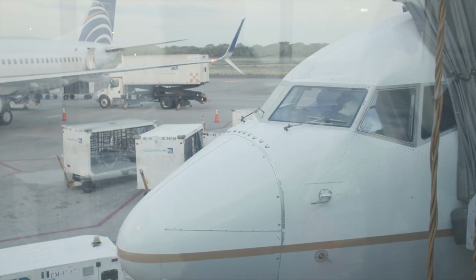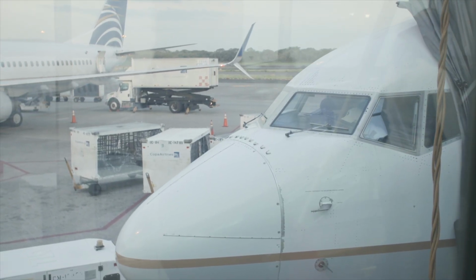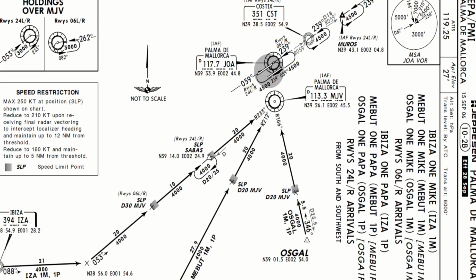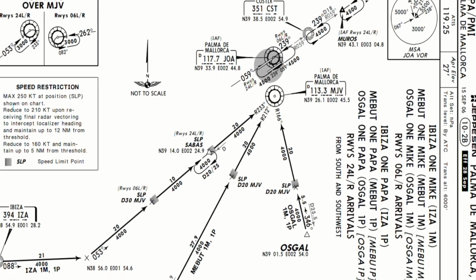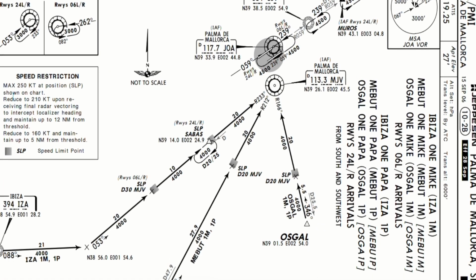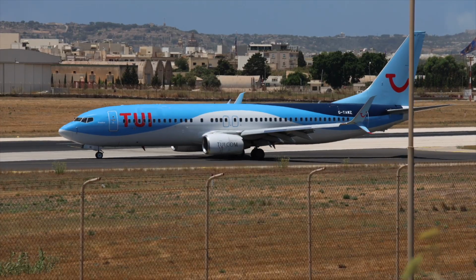Hello and welcome. Aviation charts might look really complicated at first, all those lines, numbers and symbols, but in this video I'll break it down step by step so it actually makes sense. By the end of this video you'll understand the basics.